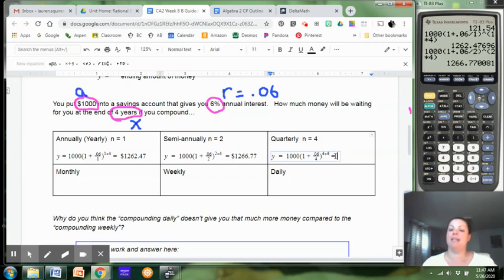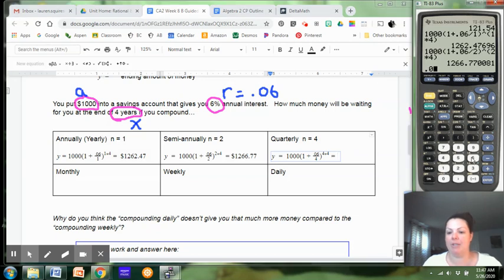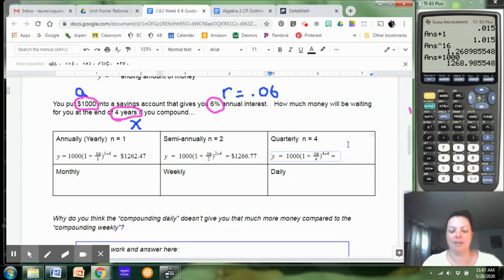Now, if you're somebody who doesn't have the graphing calculator available to you, you just have a scientific calculator, here's one of the ways you might want to type this into your calculator. You'll do the 0.06 divided by the 4 first, add a 1, raise it to the 16th power, and then multiply it by the 1,000. Again, it depends on the type of calculator that you have.